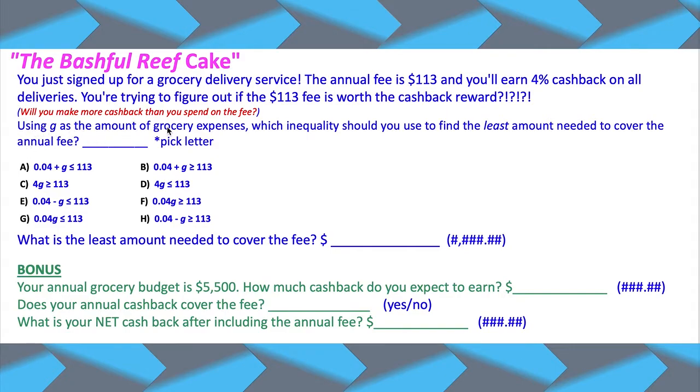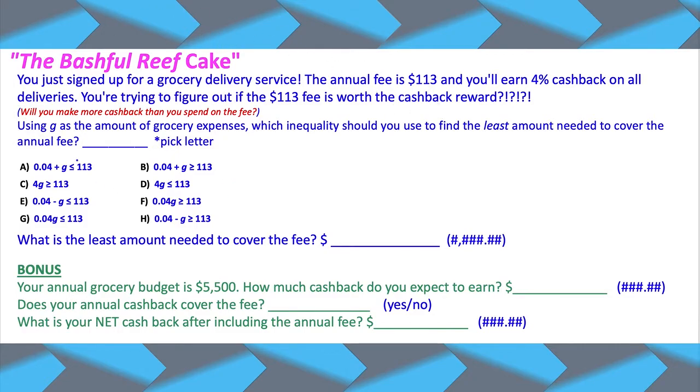Using G as the amount of grocery expenses, which inequality would you use to find the least amount needed to cover the annual fee? Okay, so remember, for the least amount you actually want greater than or equal to. If we want the least amount, that means that's the bare minimum. So we actually want more than or equal to $113.